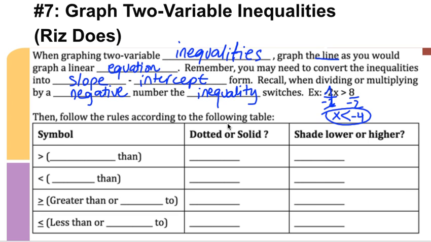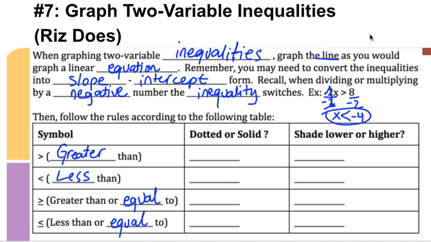Okay, then follow the rules according to the following table. So, this symbol right here is a greater than symbol. This is a less than symbol. This is greater than or equal to, and this is less than or equal to.